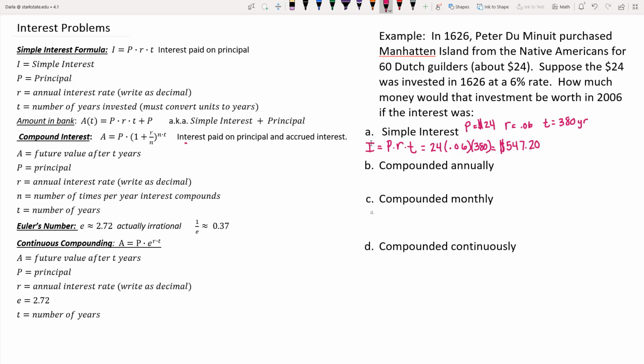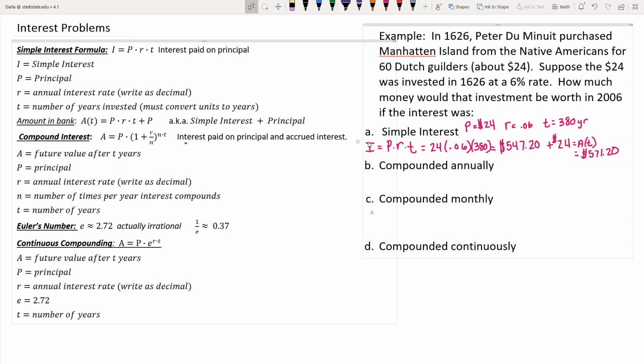Now, the question didn't ask how much interest would you have. It said how much money would that investment be worth in 2006. So what is the future amount? We have the amount of interest we'd make over that time, but we need to add that interest to our principal, which is $24, and then that would give us our future amount, which in this case would be $571.20. So that's simple interest. Over that time, you would make about $550 more.